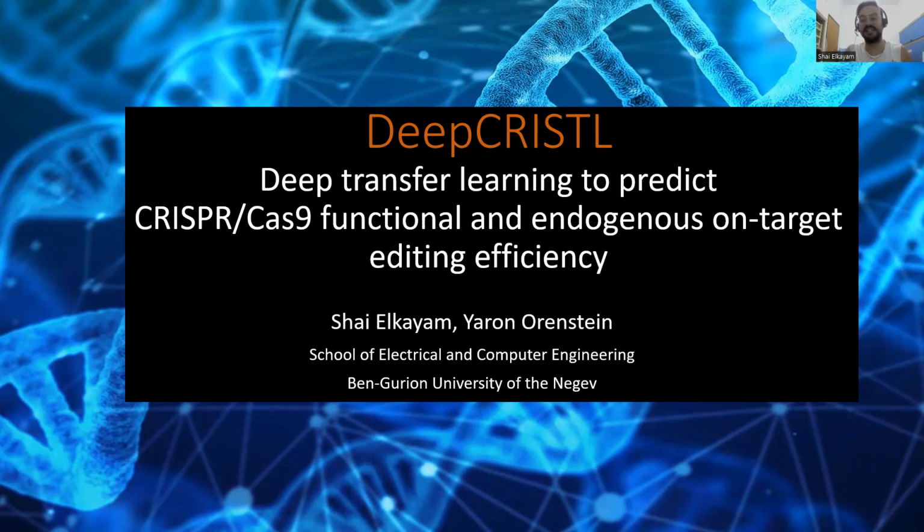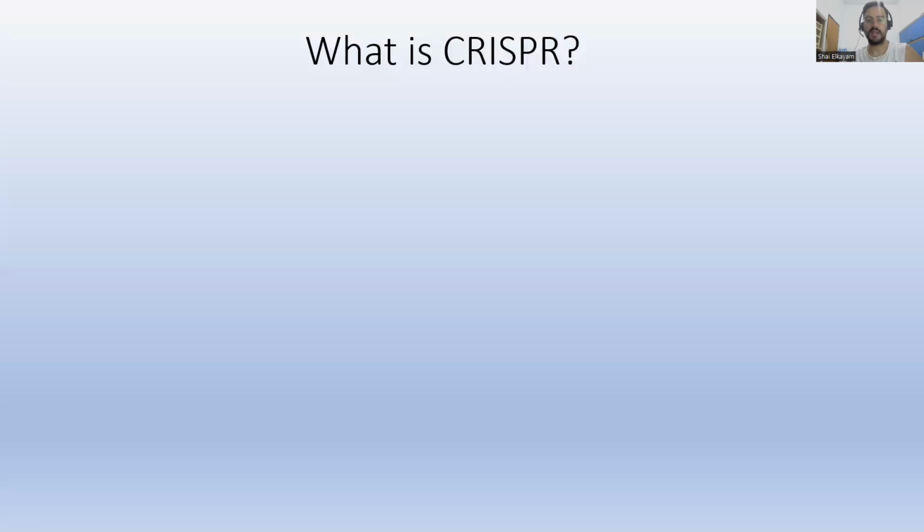I'm a master's degree student in the lab of Yaron Orenstein at Ben Gurion University in Israel, and I'm presenting today my research named DeepCRISTL, which is a deep learning model that aims to predict the on-target efficiency of CRISPR gene editing. So before I present what CRISPR is, let's give some background and motivation.